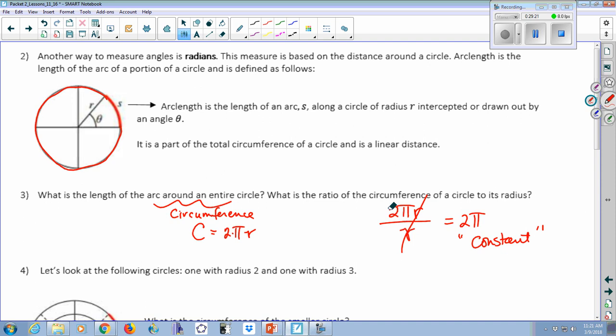That tells you that that ratio is not dependent on the length of the radius. It only depends on the angle, the measure of the angle, because your radii are always going to cancel here. It's always constant. Just like your straight line, you have a constant rate of change.